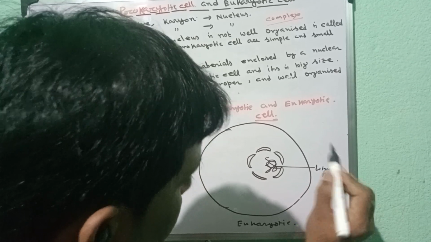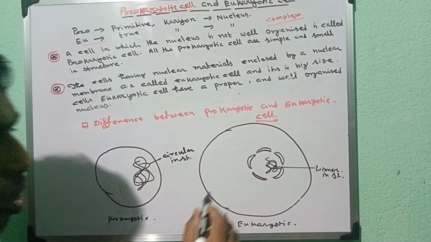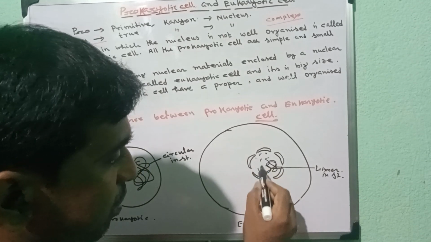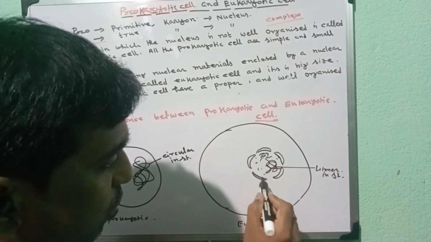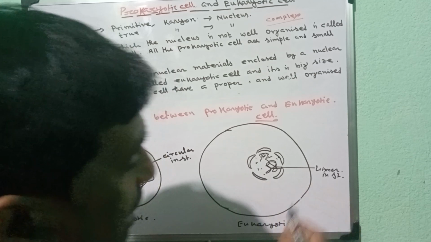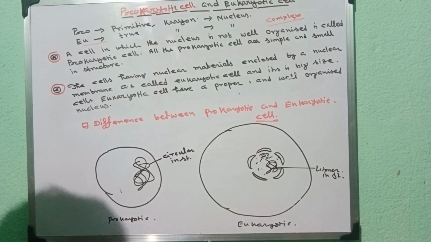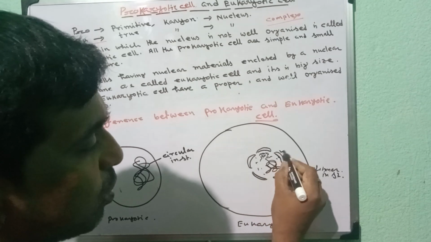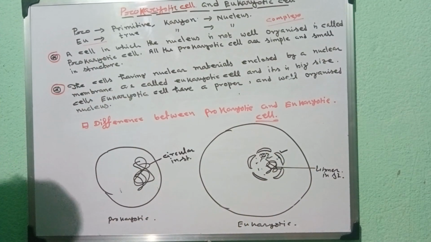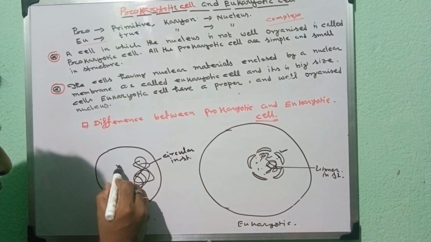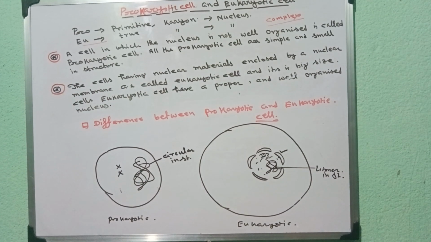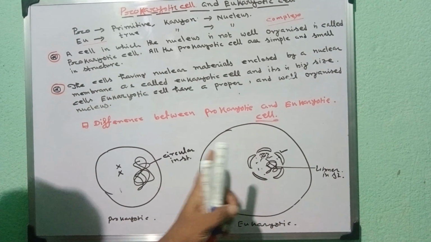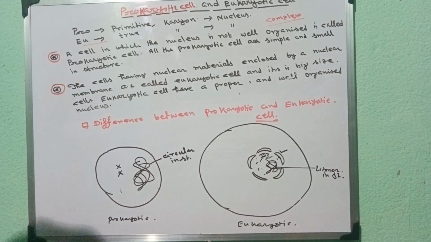The nuclear membrane, the nucleolus, and the linear DNA are all present in the eukaryotic cell. But in the prokaryotic cell, all the membrane bound cell organelles are absent. But here, all the membrane bound cell organelles are present.